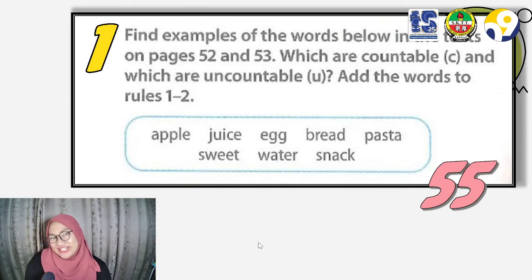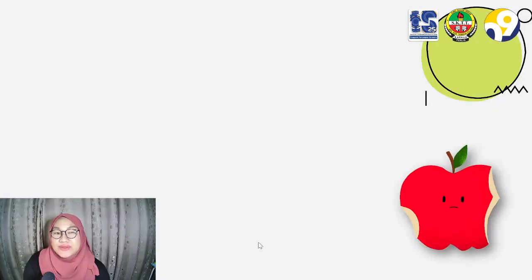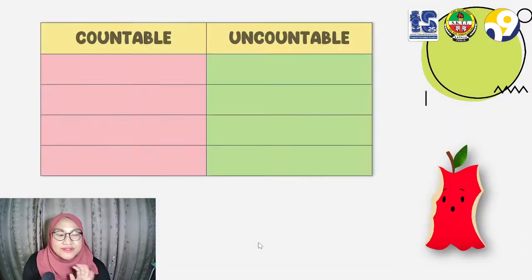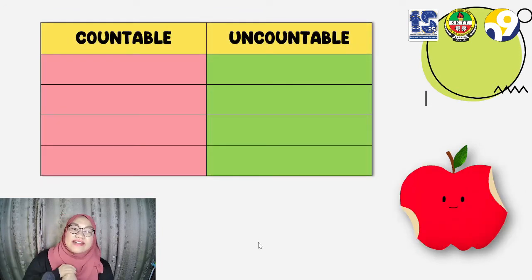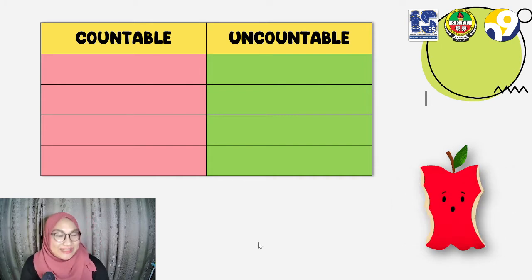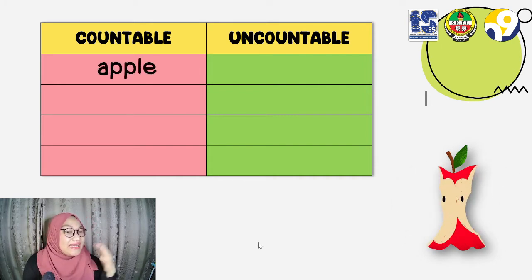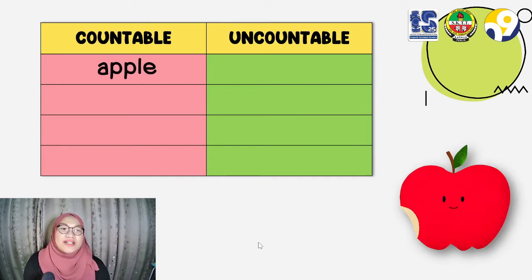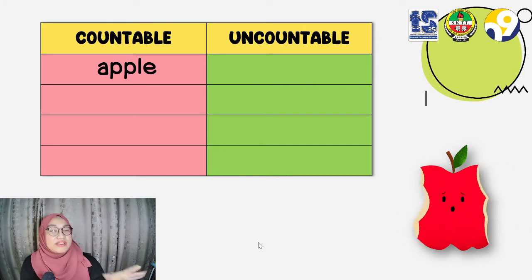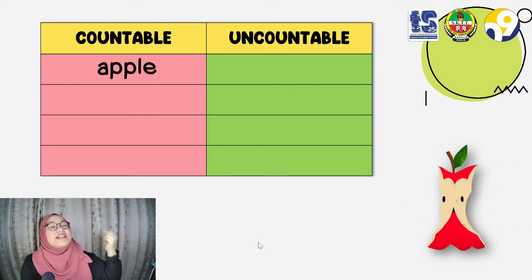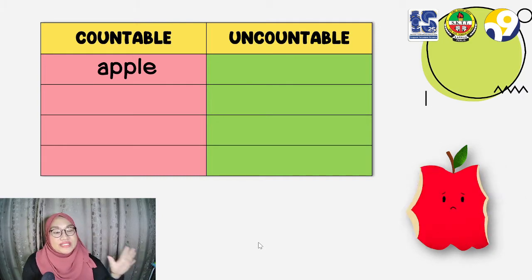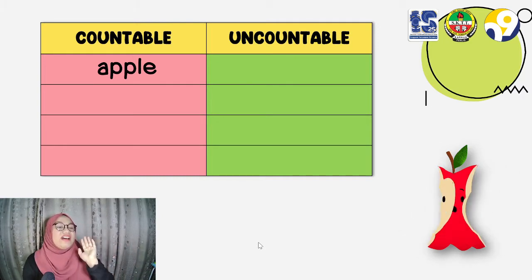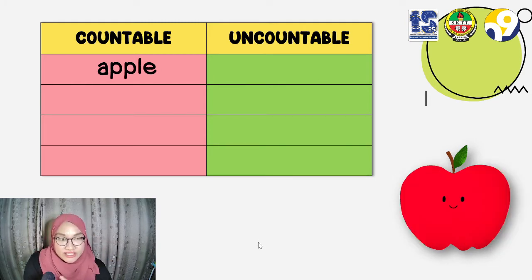Let's try this out. Okay, so the first one, we have apple. So what do you think? Is apple a countable or uncountable noun? Yes, if you say countable, then you are on the right track. You can count apple. Kamu boleh kira buah apple. 1 biji, 2 biji, 3 biji, 4 biji dan seterusnya. So, sebab itu apple adalah benda yang kita boleh kira.